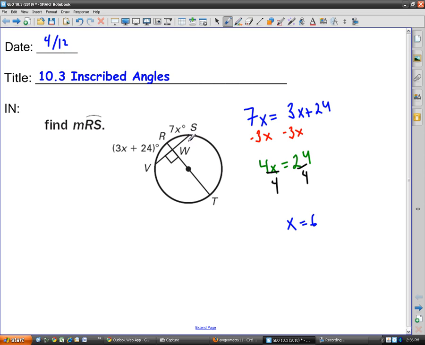So if x is 6 and I want to find the measure of arc RS, and they say 7x is the measure of it, that means the measure of that arc is going to equal 7 times 6, which is 42 degrees. And that's really all they're asking for on this one.